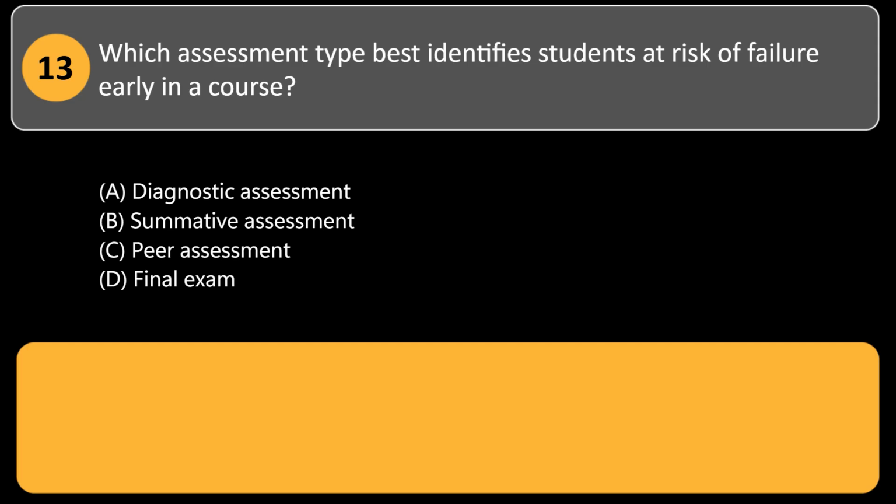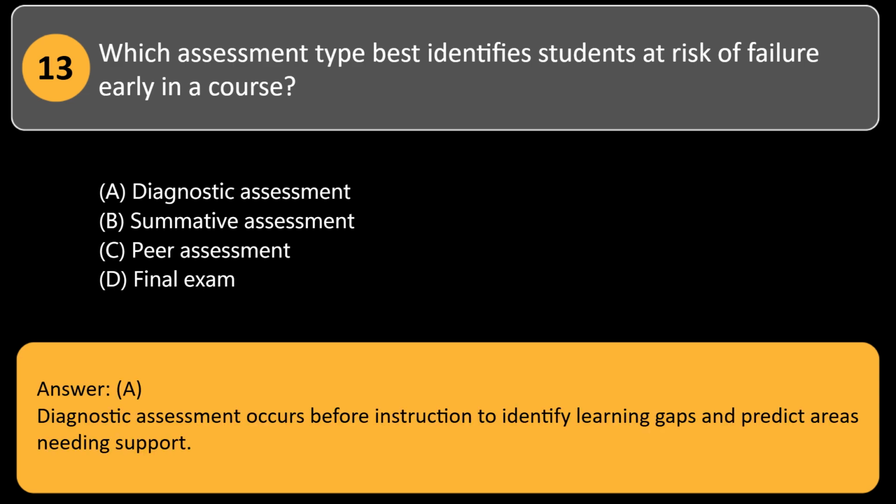Which assessment type best identifies students at risk of failure early in a course? A. Diagnostic assessment. B. Summative assessment. C. Peer assessment. D. Final exam. Answer A. Diagnostic assessment occurs before instruction to identify learning gaps and predict areas needing support.